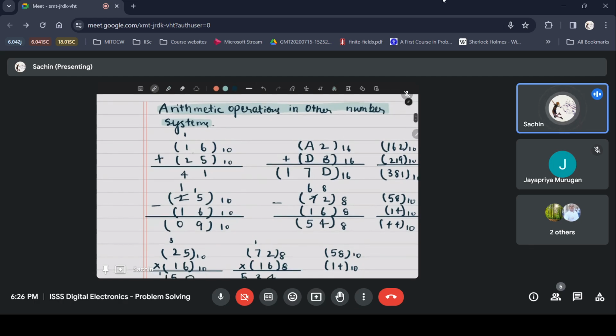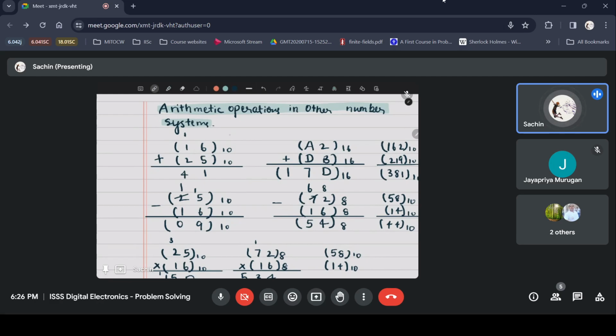So in the decimal system, if you add two numbers 16 and 25, you add the digits in the units place. 6 plus 5 is 11. That is more than 10. So how much will be left over if you subtract a multiple of 10? Just a 1 is left over.